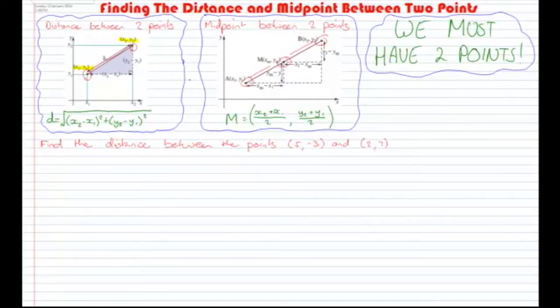Alright, so now it's time to press pause once again and attempt the following question, that is find the distance between the points 5, -3 and 2, 7. Remember, once you're done, make sure you press play and check your answers against mine.